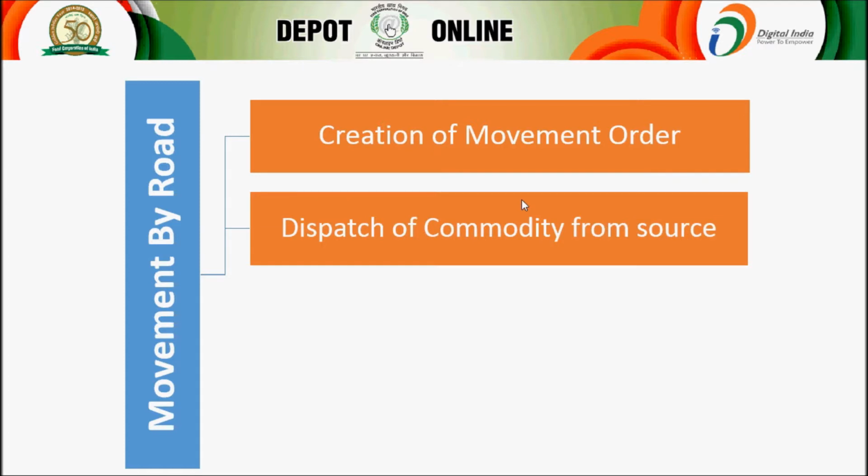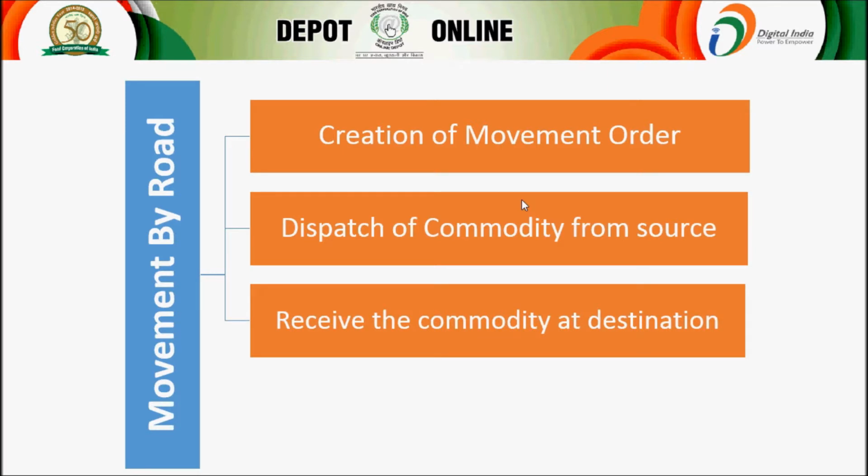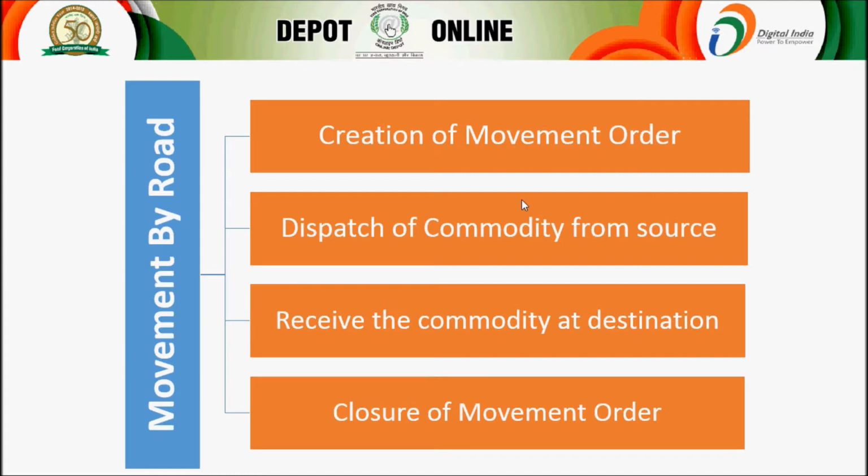The second part is at the source depot where the dispatch of commodity happens via trucks. Then the trucks reach the destination, and the stacking of the commodity from the trucks in the destination sheds happens. Then finally, both the destination as well as the source depot intimate the closure of the movement, upon which the final movement is closed and the total transit loss is calculated.